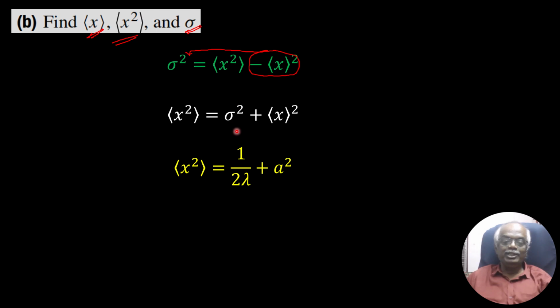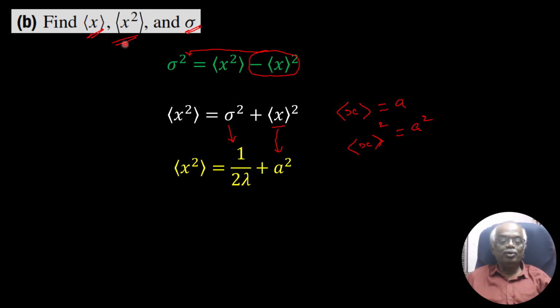Then sigma squared we know it is 1 over 2 lambda, just now we have found. And also we have found the expectation value of x is a. Then naturally the expectation value of x whole squared is equal to a squared. So the expectation value of x squared is equal to 1 over 2 lambda plus a squared. So we have found this expectation value of x squared without doing any integration.